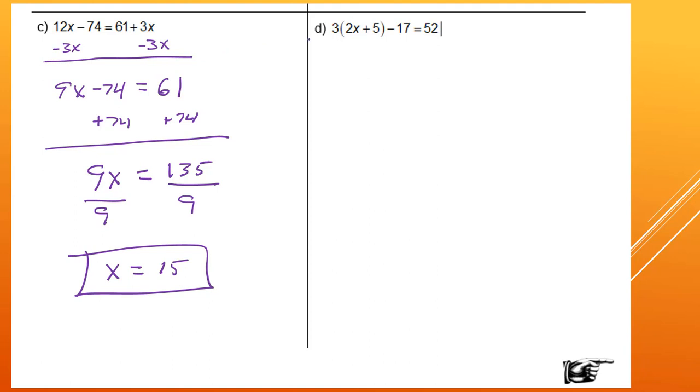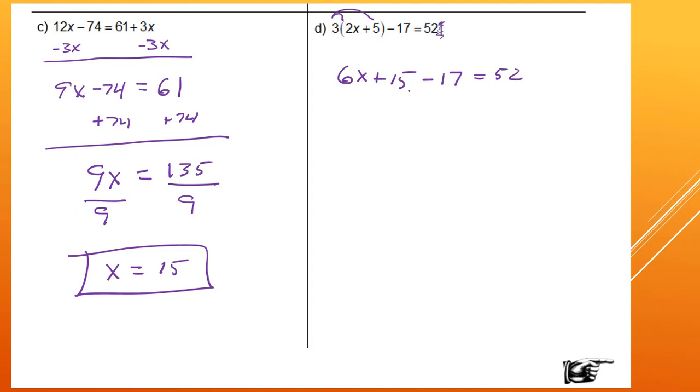All right, over here, when we see parentheses, we realize we have to distribute the 3. We have to do 3 times 2x plus 3 times 5. So 3 times 2x is 6x. 3 times 5 is 15. We still have the minus 17. That wasn't in the parentheses, equals 52. That little vertical line there was just kind of a straight line.